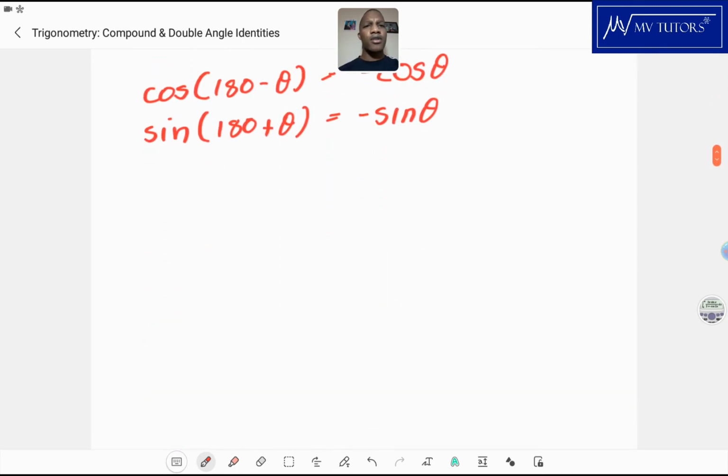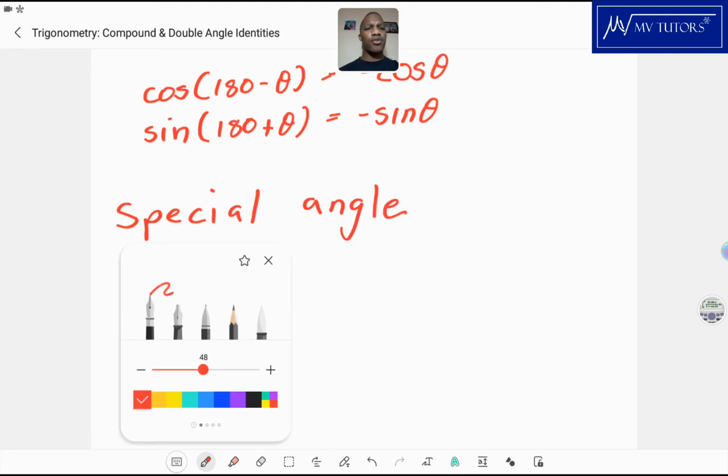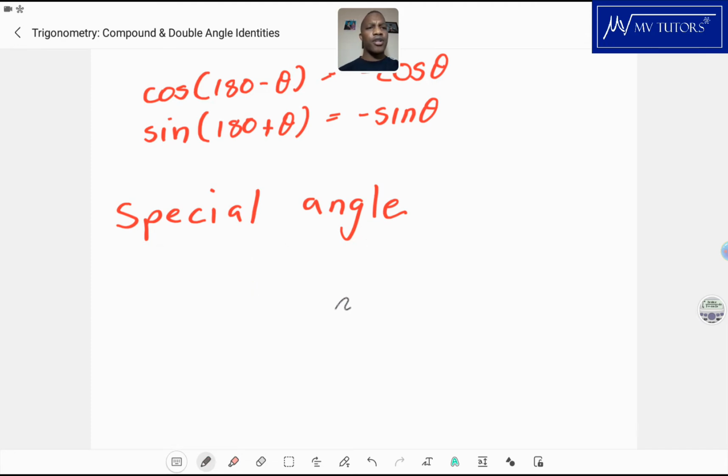Let's talk now about special angles. For special angles, we're going to need a pencil. Let's draw a triangle.